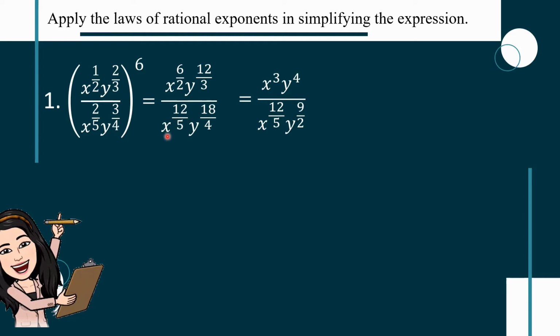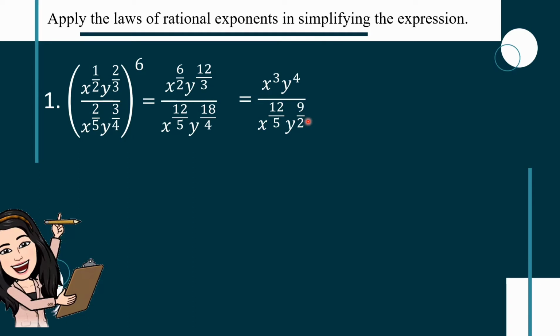Now, yung denominator naman, ang 12 over 5, pwede ba siyang i-simplify? Hindi po natin kaya, tama? How about yung 18 over 4? Kaya bang i-divide ang 18 by 4? Hindi po. Pero, pwede natin siyang i-simplify or i-lowest term. Since divisible ang 18 at saka 4 ng 2, pwede natin i-divide both sides by 2. 18 divided by 2 is 9, and 4 divided by 2 is 2. The reason why we have y raised to 9 over 2.